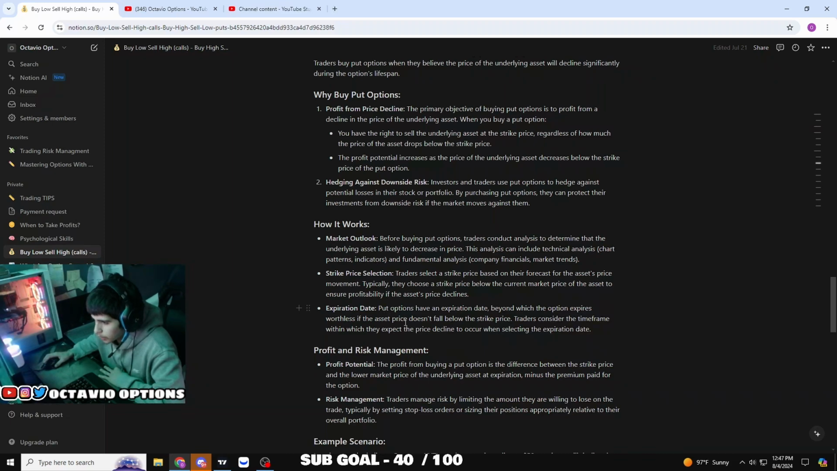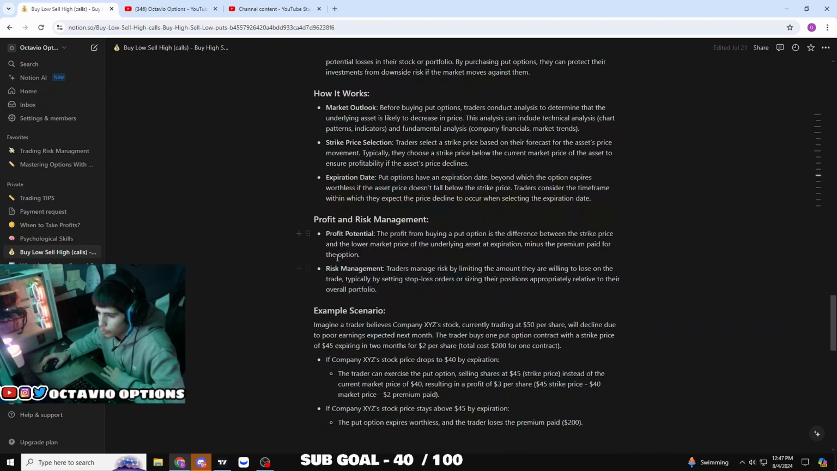Expiration dates. Put options have an expiration date beyond which the options expire worthless if the asset's price doesn't fall below the strike price, right? Traders consider the time frame within which they expect the price decline to occur when selecting the expiration date. That's you selecting the expiration date before buying it.